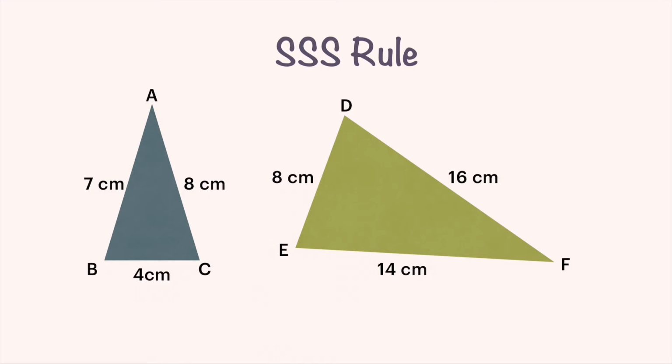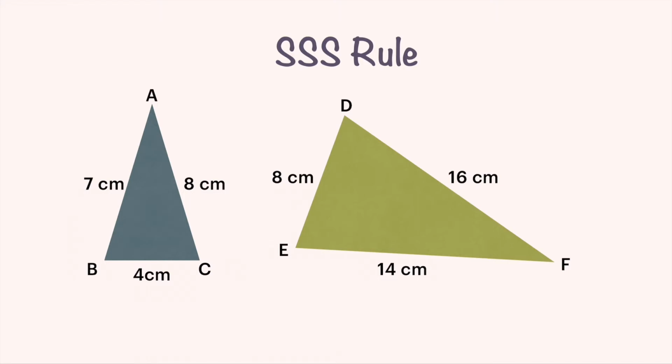And this is the example for the SSS rule. When the two triangles have the same ratio for all three corresponding sides, they are similar triangles. If you look at the two triangles on the screen, you can see that all three sides of the triangles are given. So we can set up our ratio equation to check their similarity.